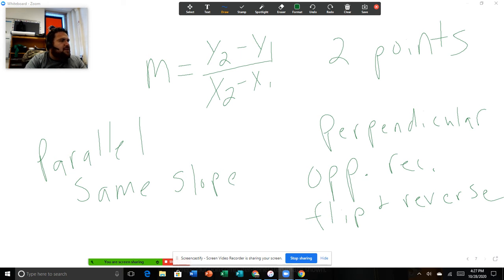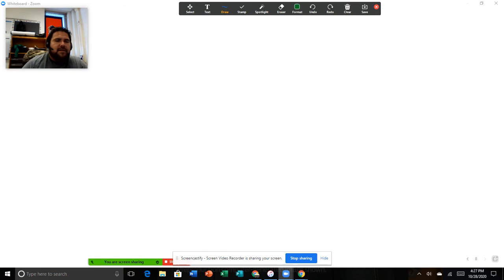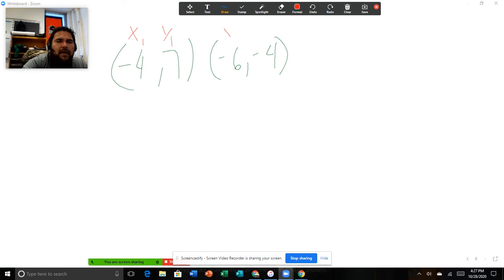These are some key things that you're going to need to know in order to tell whether the lines are parallel or perpendicular. So let's go over some sets of points. Let's say I have a line that goes through these 2 points, (-4, 7) and (-6, -4). I want to find the slope of this line. So I need to label x1, y1, and x2, y2. I'm using my slope formula, m equals y2 minus y1 over x2 minus x1.